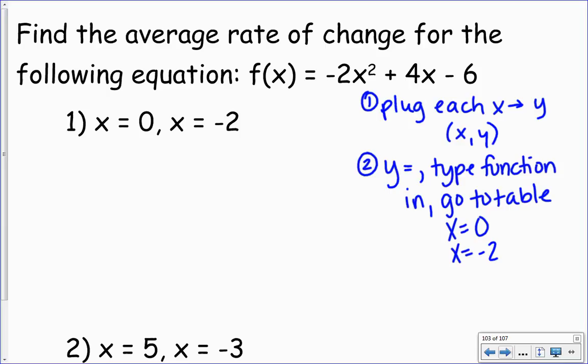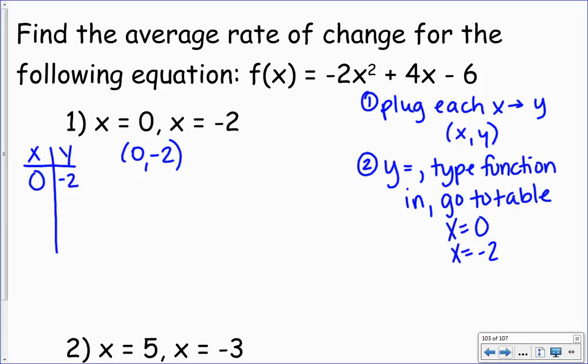So what I want you to do, pause it, and I want you to type in that function. Go to y equals, type it in. When you do that, hit play and go from there. Alright, so you should be looking at the table in your calculator. And when I find my x value of 0, so remember you've got x's and you've got y's. When I find the x value of 0, the point next to it is negative 2. So that's my first ordered pair, 0, negative 2.